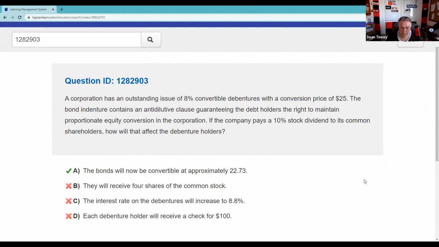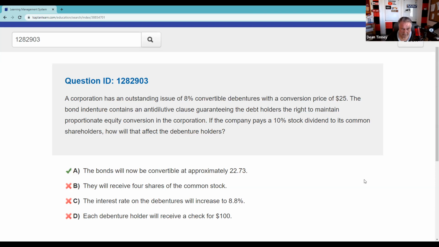Can't do anything with the 25. What do you need? The minute you get the conversion price, what do you have to establish? The conversion ratio. That's very important. So we stop and do the conversion ratio. We take 1,000 divided by 25, and we have a conversion ratio of 40. You see how I got the 40? I took the 1,000 divided by 25. The bond indenture contains an anti-dilutive clause.